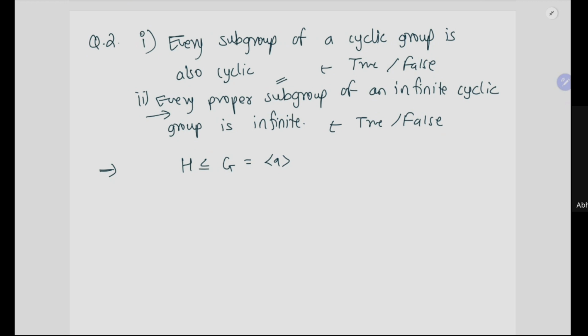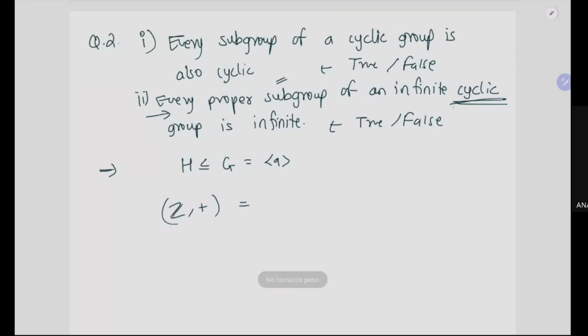Ma'am, I think it is false. Can you give me an example? Z plus. Okay, Z plus. Can you give me a proper subgroup of Z plus which is not infinite? The set of 1, minus 1 and 0. This is under addition, right? Sorry, ma'am.